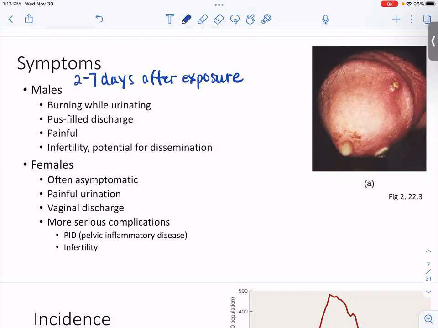And your book kind of downplays that a little bit. It says that in males, a lot of times they don't have symptoms. That's not what I've read from other sources. But I have read that typically males do have symptoms, and it really hurts. So burning while urinating, I've heard it described as peeing fire, pus-filled discharge.